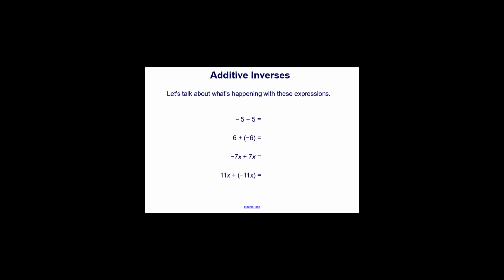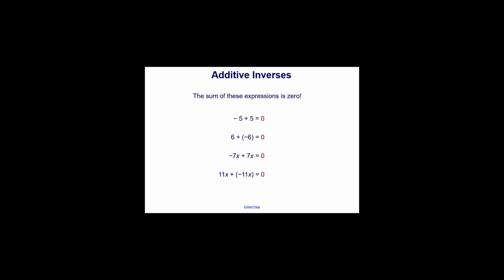Now, in order to do that, we have to use additive inverses. So let's talk about what's happening with these expressions. We have -5 plus 5, 6 plus -6, negative 7x plus 7x, 11x plus -11x. What are all of these expressions going to equal? All of these expressions will have a sum of 0.